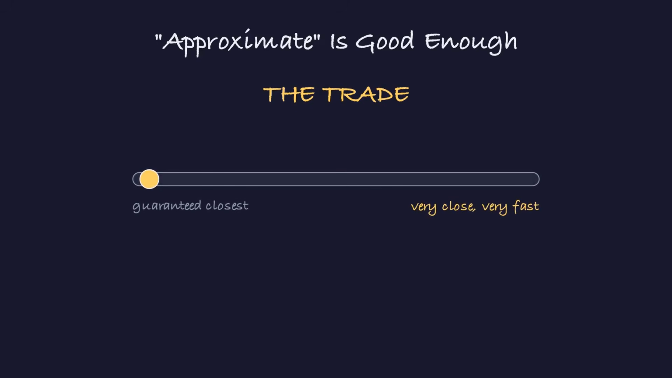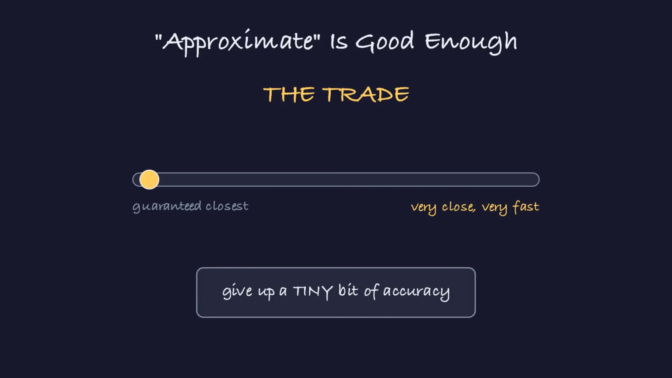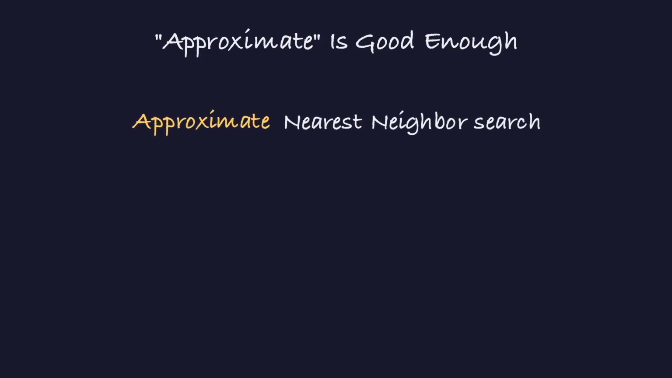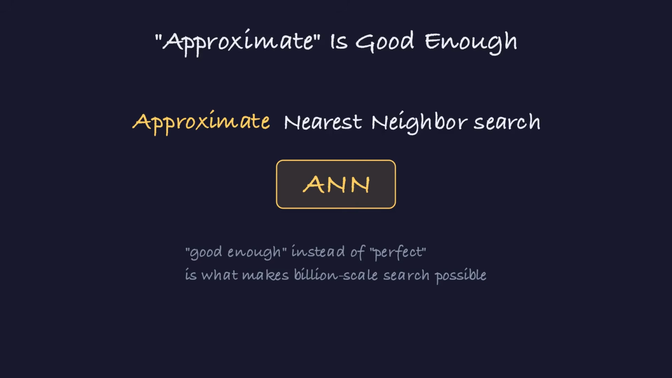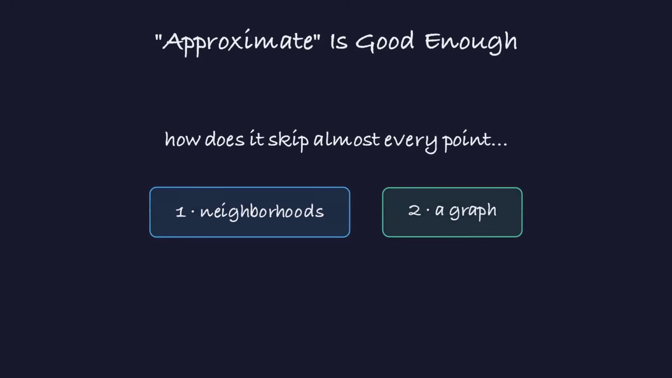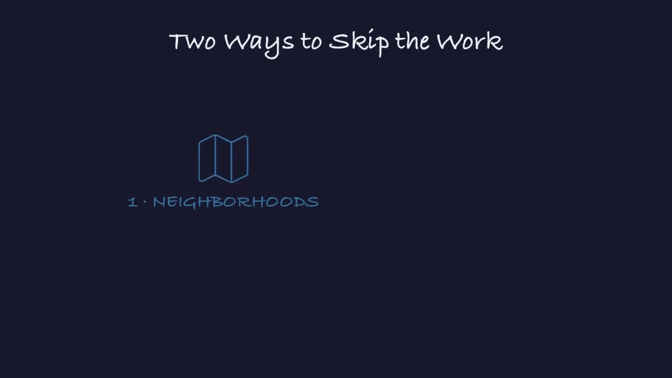They give up a tiny bit of accuracy, returning the very close instead of the guaranteed closest. And in exchange, they get a staggering amount of speed, thousands of times faster. This is called Approximate Nearest Neighbor Search. ANN, and approximate is the magic word. Good enough instead of perfect is what makes billion-scale search possible. But how does it skip almost every point and still land in the right neighborhood? Two beautiful ideas. You don't need the math, just the intuition.